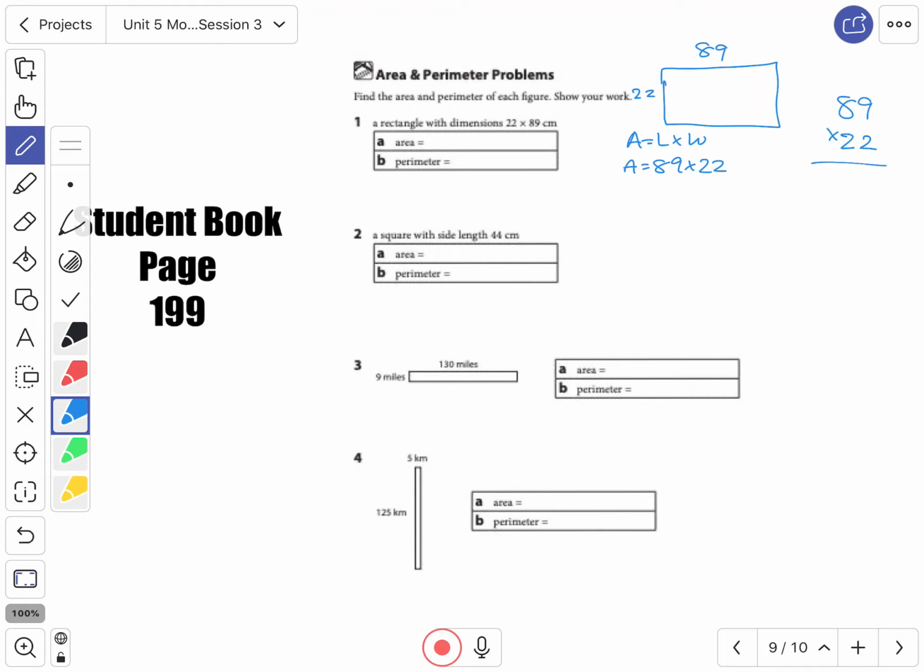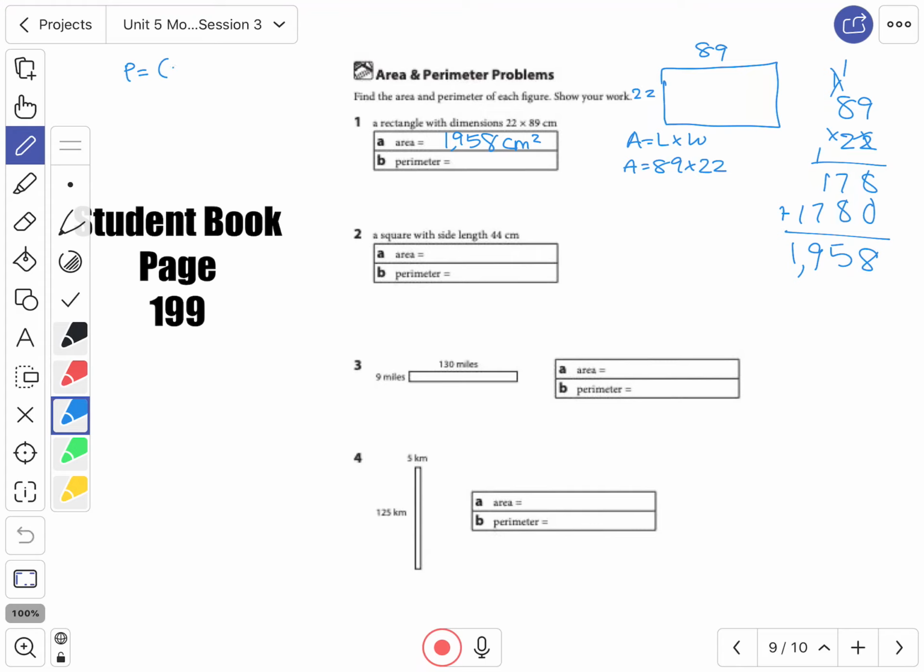89 times 22, okay? Well, 9 times 2 is 18, okay? 2 times 8 is 16 plus 1 more is 17. All right, 2 times 9 is 18. 2 times 8 is 16 plus 1 more is 17. I add together. And I have 1,958 centimeters squared. And then I'm going to solve for perimeter.